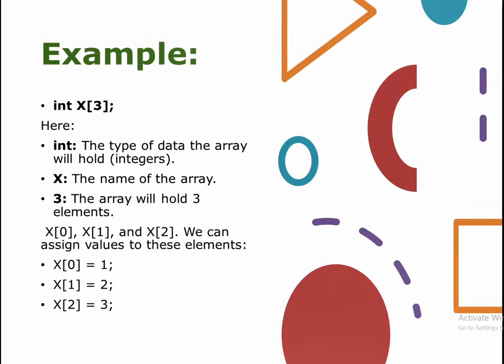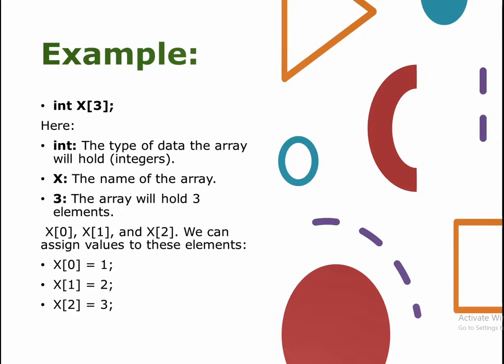Let us understand this declaration using a simple example. Here we have written int x array of 3. This means we are creating an integer array named x. The array size is 3. Therefore, it can store exactly 3 integer values. Internally, the computer creates 3 memory locations. The first location is represented by x of 0. The second location is represented by x of 1.